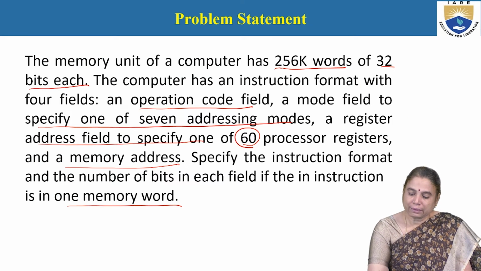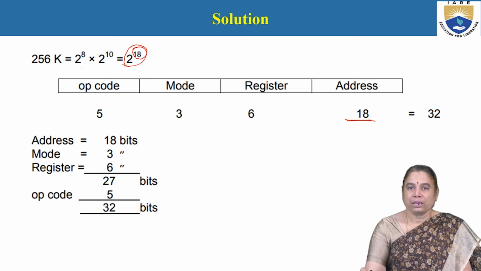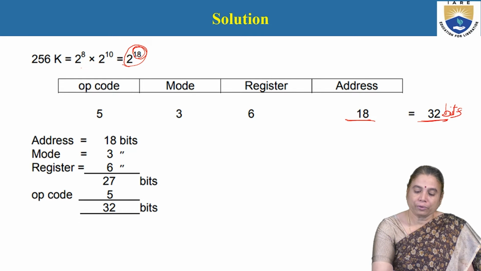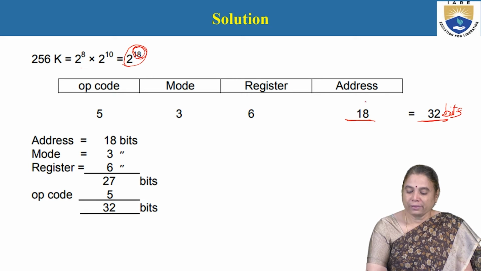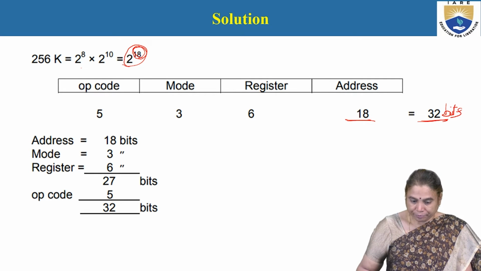And 256K words of 32 bits each. So here the length of the instruction format can be 32 bits. In this, to reference that address space, 18 address lines are used. So 18 bits are used for the address. Next, the registers are of.